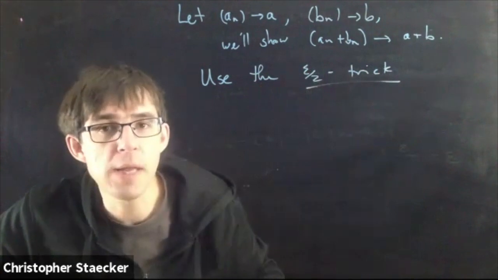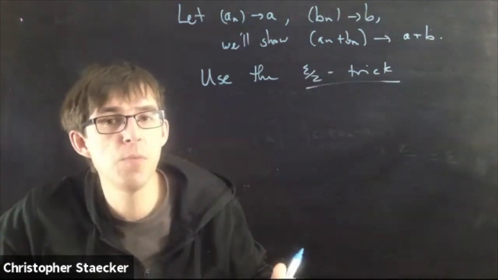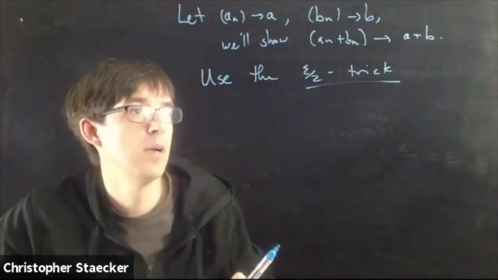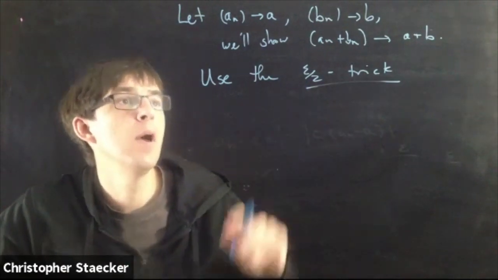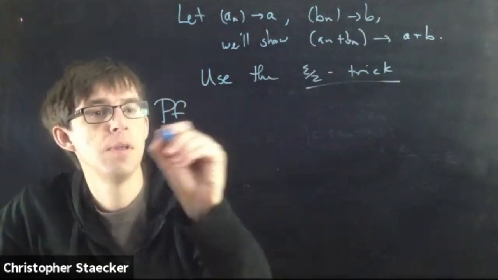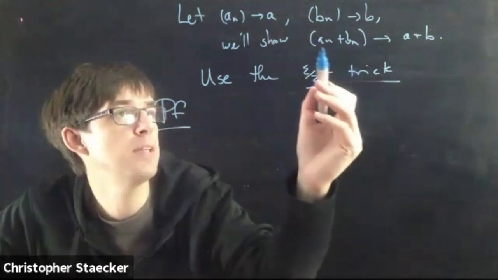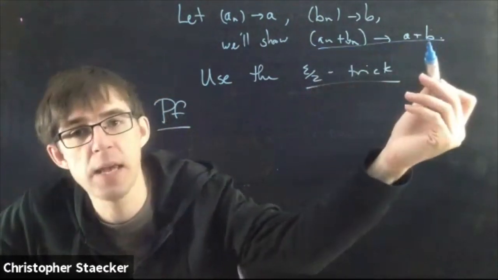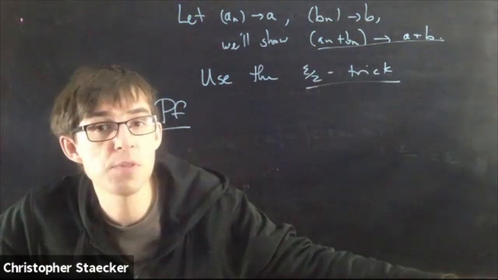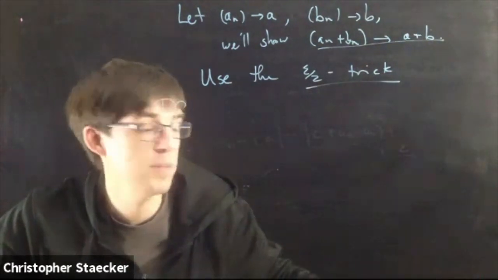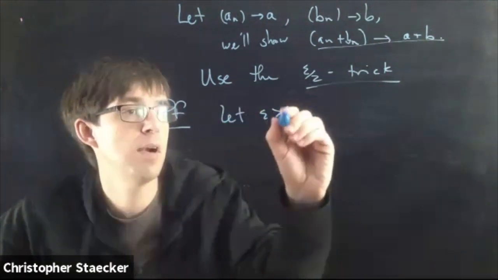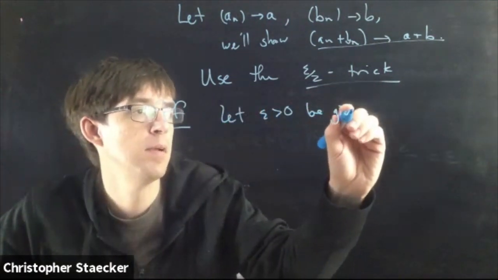The epsilon over 2 trick is a thing that you use often when you're talking about adding 2 things together, and you'll see what I mean once we get there. Anyway, we are going to begin the proof in the usual way. Because I'm trying to prove that this thing converges to a plus b, we have to structure it in the same way that we always structure our epsilon proofs about something converging to something or other. So I'm going to say, let epsilon greater than 0 be given.